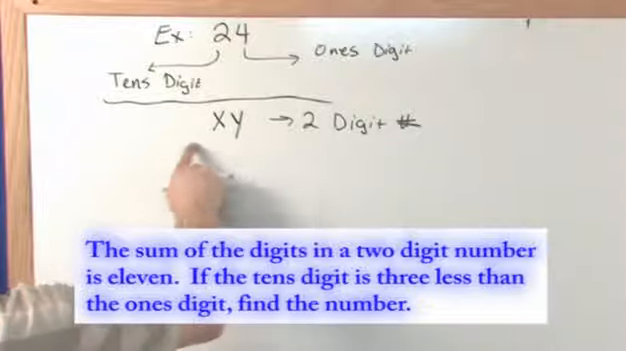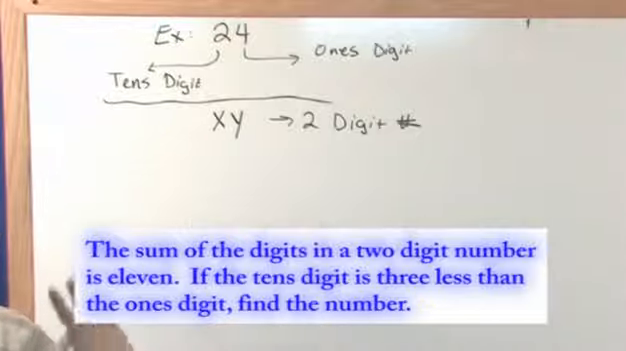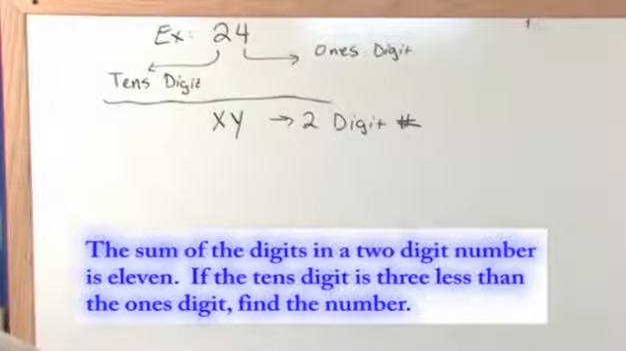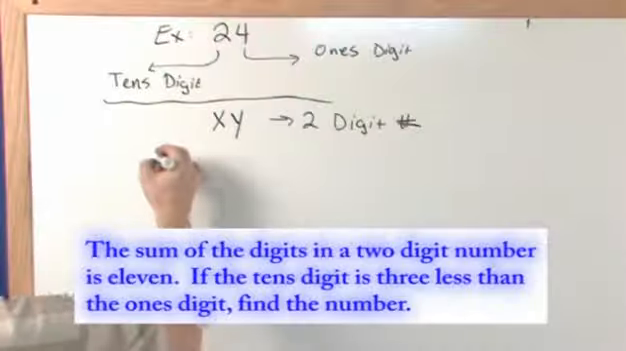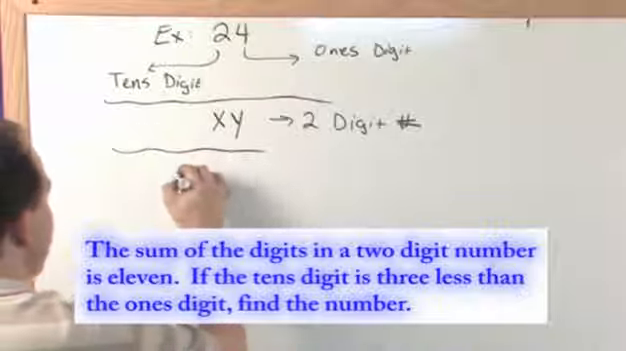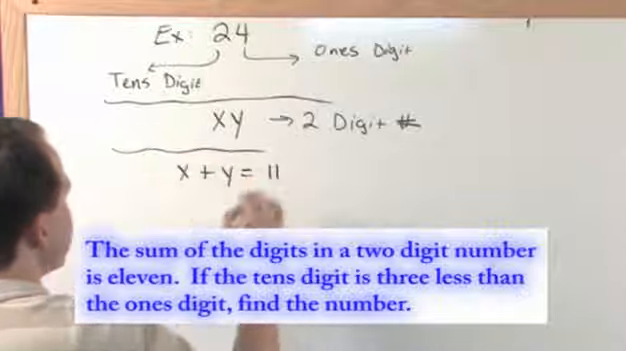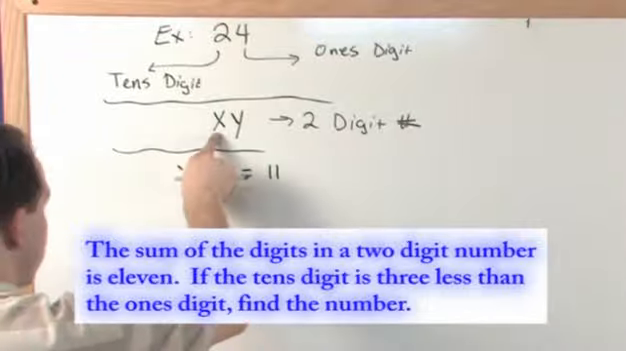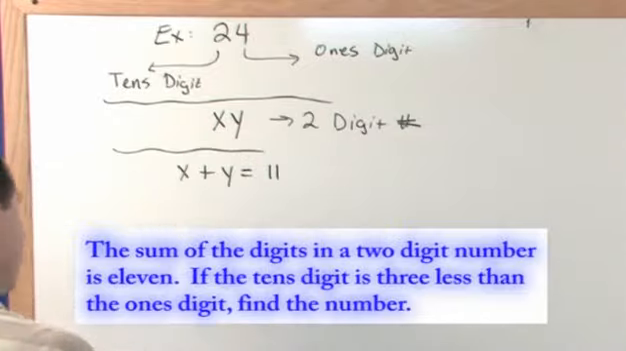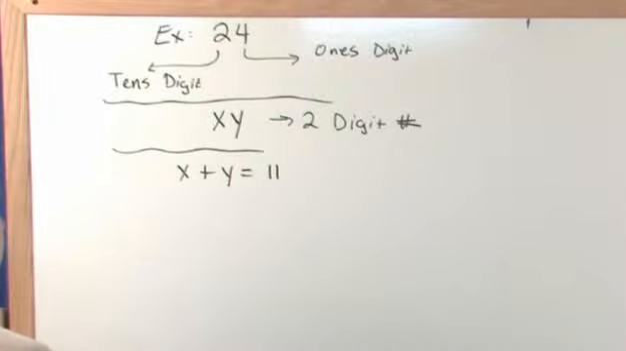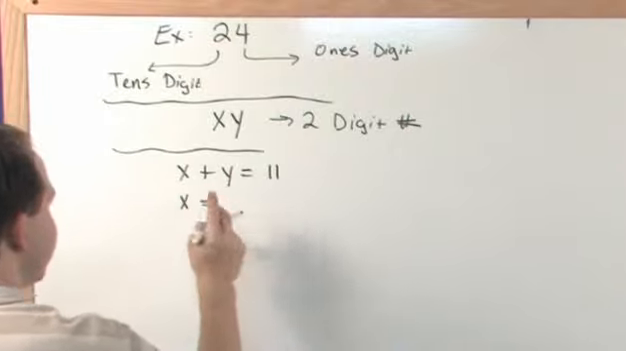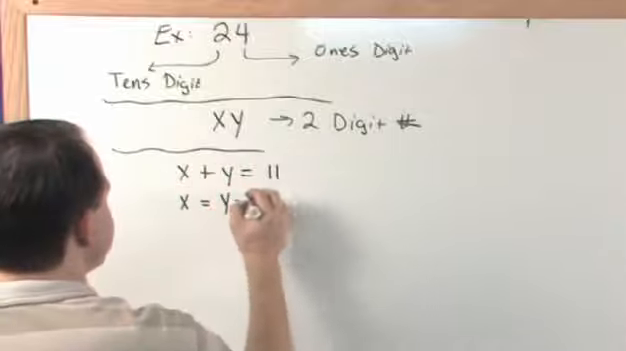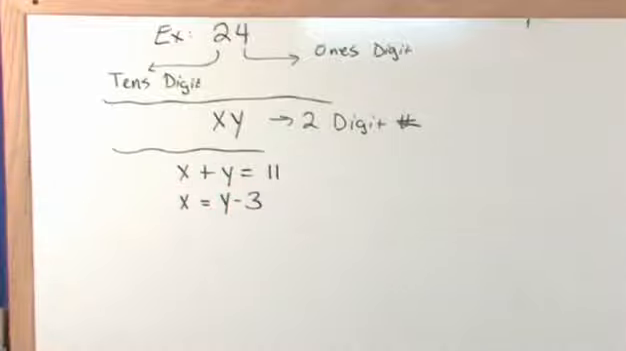So given that my number is going to have a digit and another digit, let's go back to our problem. The sum of the 2 digits must be equal to 11, so x plus y is equal to 11. That's one part of the problem. Now let's move on to the next part. The tens digit, which is x, is 3 less than the ones digit. That's the other part of the equation here. So now I have 2 equations and 2 unknowns, and I can solve them.